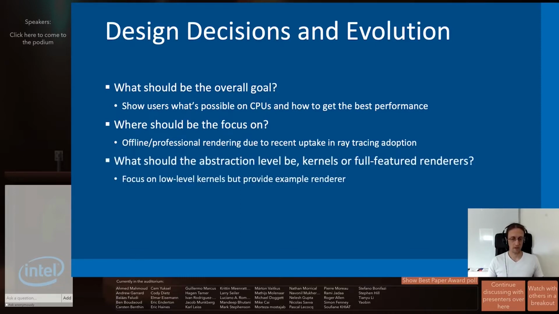Now we had to decide what the abstraction level should be, right? Should Embree be just kernels or a full-featured renderer? Well, after some discussion, it became clear that the focus should be on low-level kernels because they are much easier to integrate into existing renderers. But at the same time, we should provide an example renderer to showcase new features.